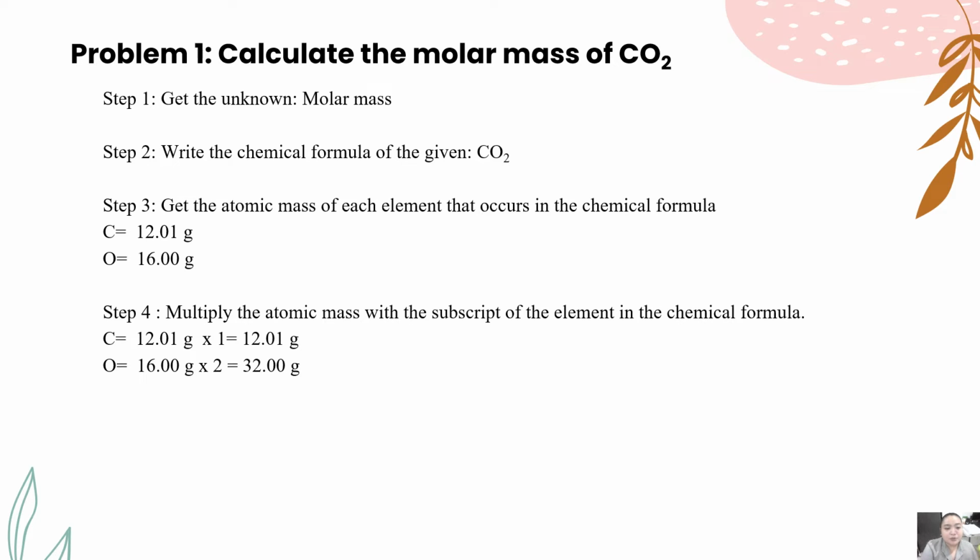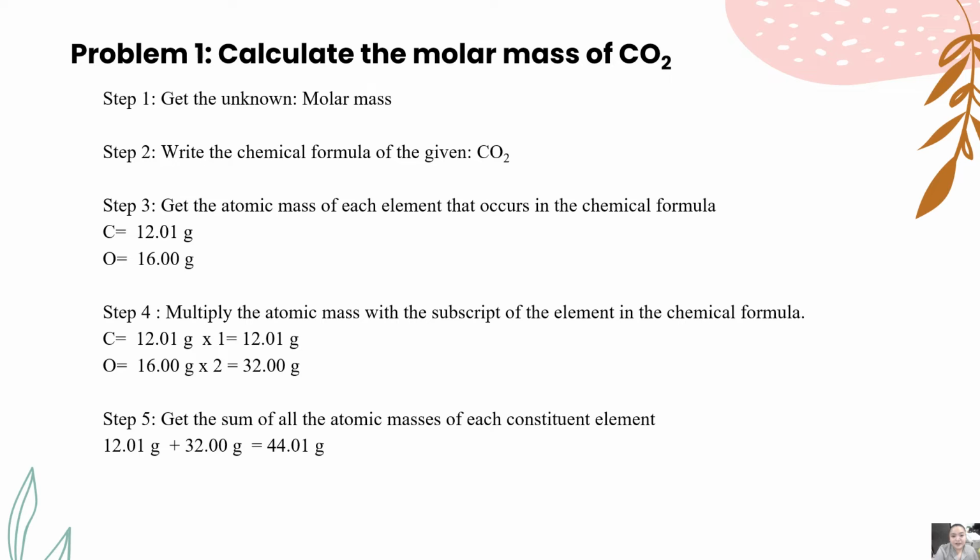And then you are going to multiply the atomic mass with their corresponding subscript, if there are any. So for carbon, we have 1. So 12.01 multiplied by 1, you will get the same value, which is 12.01. And for oxygen, you have 16 multiplied by 2, so you will get a value of 32 grams. Then for step number 5, as we have mentioned previously, you get the sum of all of the atomic masses. So in this case, our molar mass is 44.01 grams per mole.